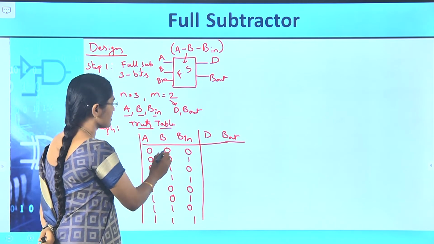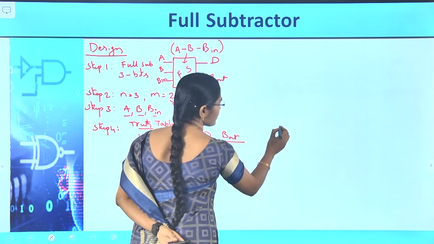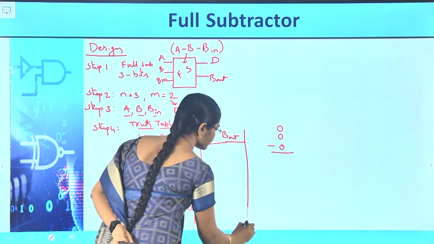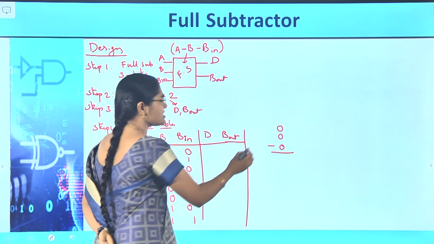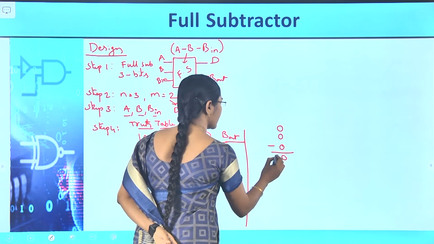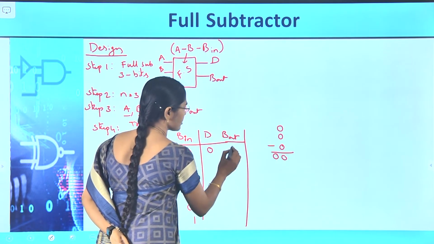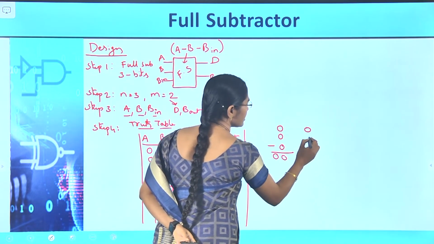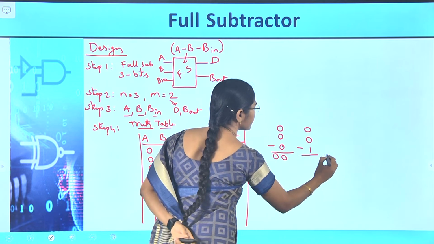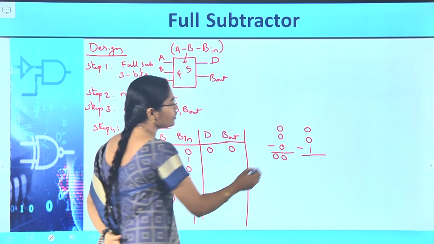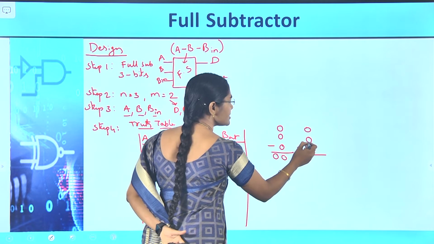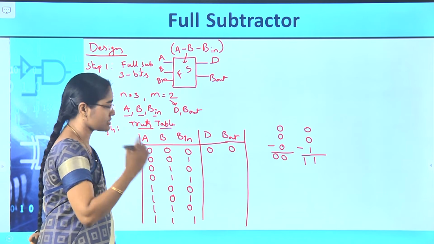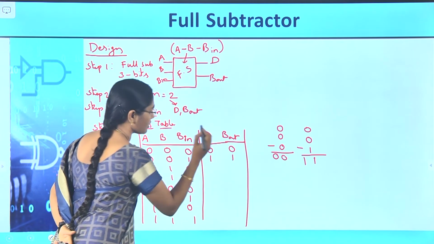See the first case, 000. The subtraction operation is 0 minus 0 minus 0, always difference 0 and borrow 0. Therefore, write difference 0 and borrow 0. The second combination is 001. 0 minus 0 is 0, then 0 minus 1 gives difference 1 and borrow 1 as per the rules. So difference 1 and borrow 1.